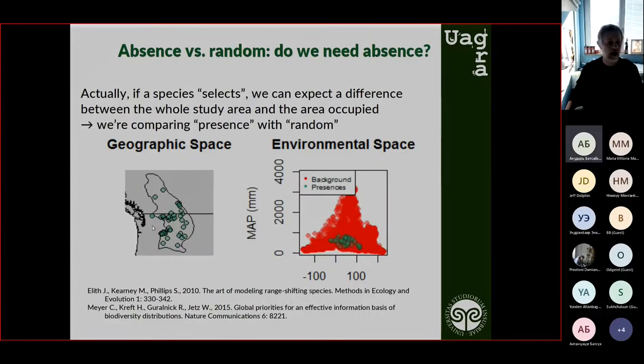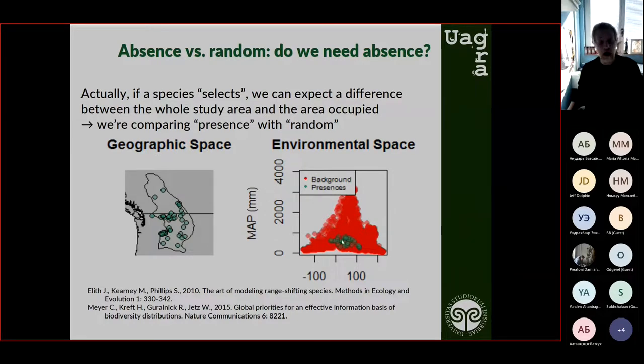Another example: we are here in Northern California, and the species I used from this paper is a mouse. In green, the points where species presence has been measured. So this is the geographic space, let's call it this way. This is the map. A map is something that is done in the geographic space.